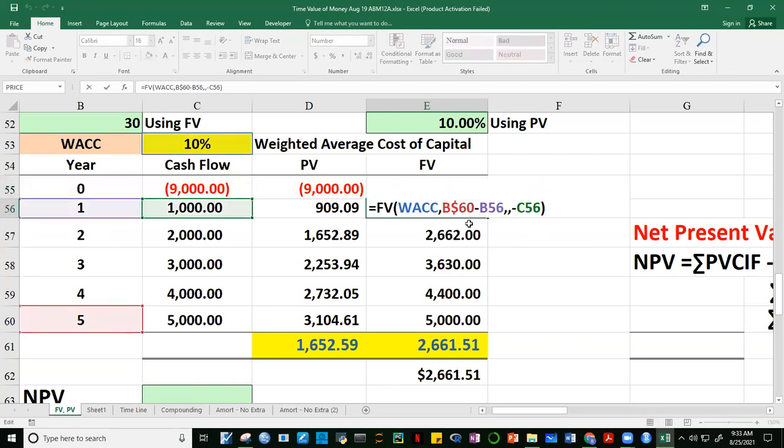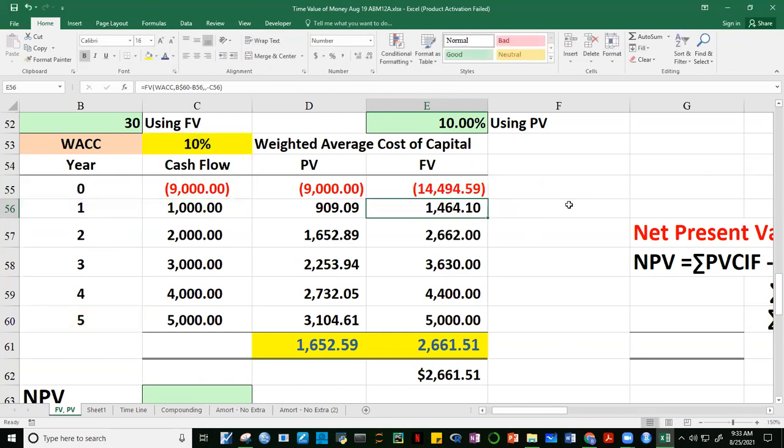Just to show you the formula here, this is 5 minus 1, so 4 years from year 5. Then when we added these future cash flows, we got 2661.51. It's positive as expected, kasi ang NPV natin, net present value, is also positive. Therefore, the NFV should also be positive.